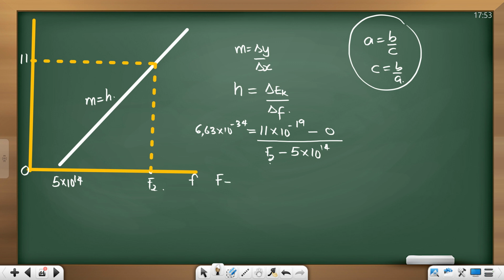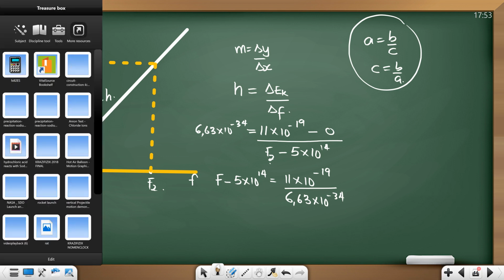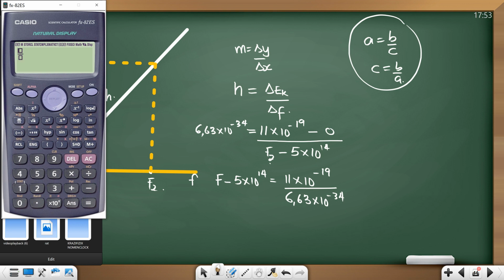Check. F2 minus 5 times 10 to the power 14 equals what? 11 times 10 to the power negative 19 over 6.63. Let's check our answer if it's going to be the same. Do the division. Please, when you do this, I need a calculator. Let me bring one. Please, when you do this in this topic, learn to use this button.